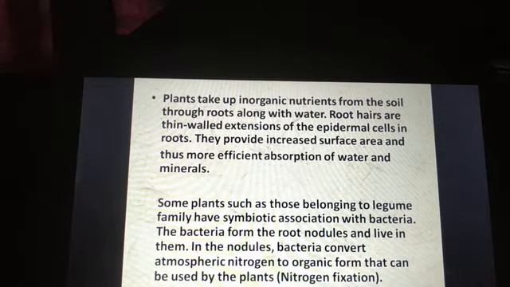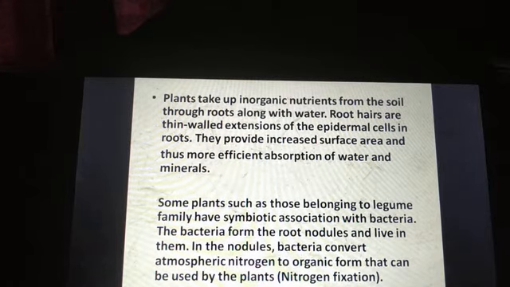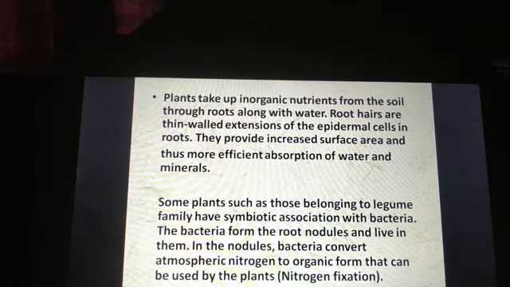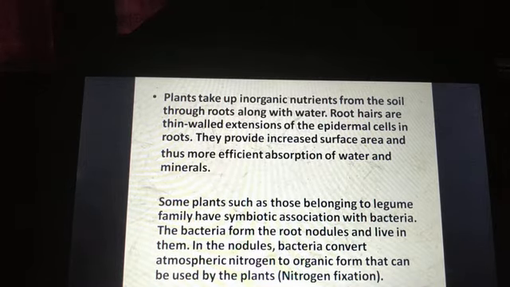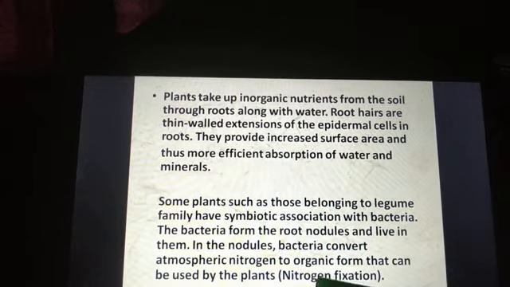So what these bacteria will do is live in the roots of these plants. They will form root nodules in their roots, and in the root nodules, the bacteria will convert the atmospheric nitrogen to the organic form of nitrogen, and this nitrogen will then be used by the plant. This process we call nitrogen fixation.